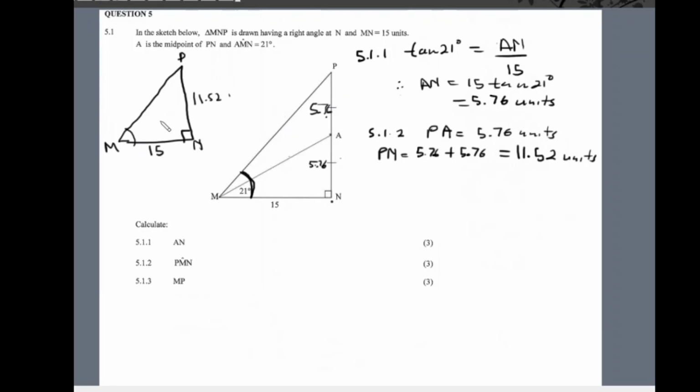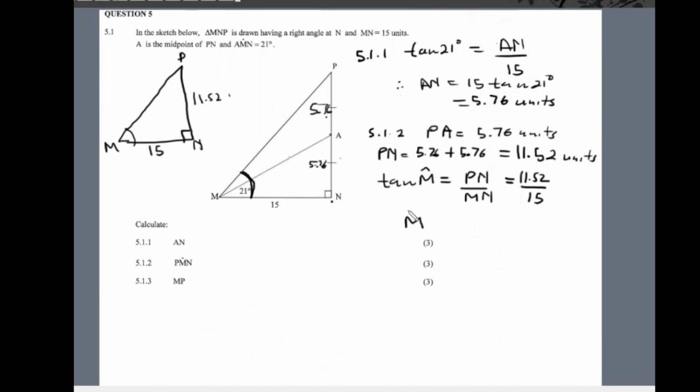we will use the trigonometric ratio tan again. So tan M is equal to PN over MN, right? We know that PN is equal to 11.52, and MN is 15 units, right?